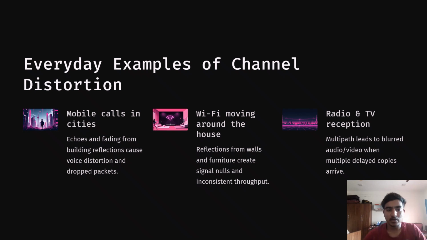Okay, we will see everyday examples of channel distortion. First one is mobile calls in cities. It creates echoes and fading from building reflections, causing voice distortion and dropped packets. The second example is Wi-Fi while moving around the house. Reflections from walls and furniture create signal nulls and inconsistent throughput. And the third one is radio and TV reception. Multipath leads to blurred audio or video when multiple delayed copies arrive.